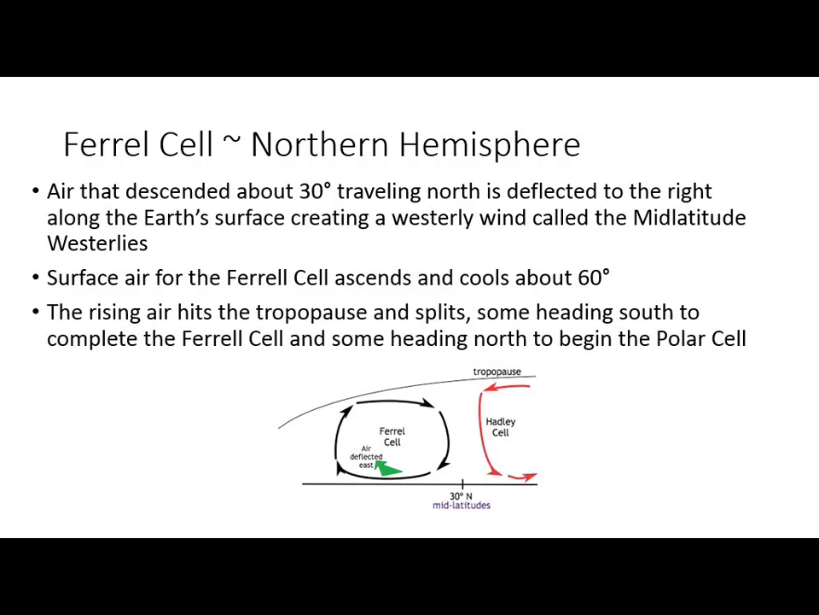Okay? So that rising air, kind of between the Ferrel and the polar cell, is going to hit the tropopause, and it's going to go in either direction. One direction it's going to finish up the Ferrel cell, and the other direction it's going to go towards and be associated with the polar cell.